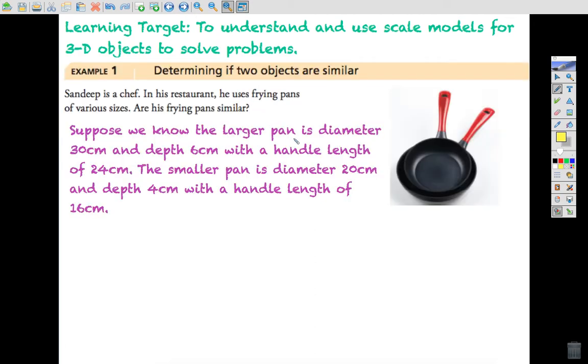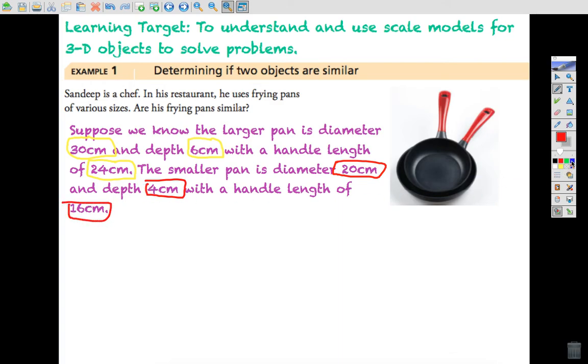So if we look at a quick 3-dimensional example, the only thing that's going to change is that instead of just having lengths and widths, you're actually going to have depths as well. You'll notice here that we have 2 pans. We've got a larger pan with a 30 centimeter diameter. Its depth is 6 centimeters, and its handle length is 24. And the smaller pan has a diameter of 20, a depth of 4, and a handle length of 16.